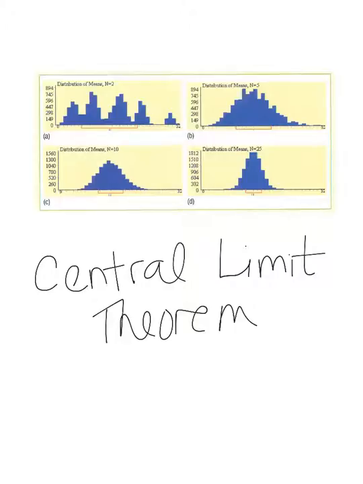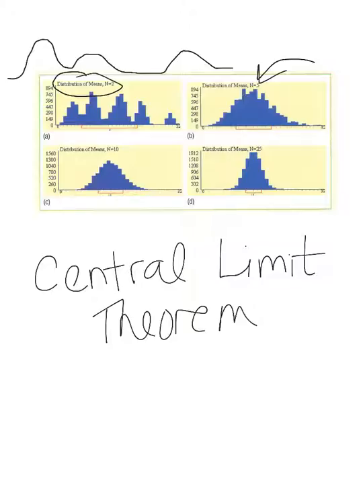If we look at the graphs up above, A, B, C, and D, the original population graph looks kind of like this, with a peak, then another weird peak, and a big peak over here at the end. So definitely not a normal situation. In A, we've got the distribution of the means with a sample size of just 2. In B, a sample size of 5. In C, a sample size of 10. And in D, a sample size of 25.